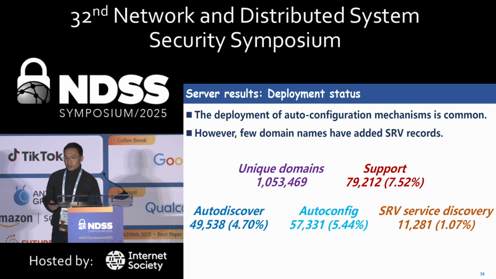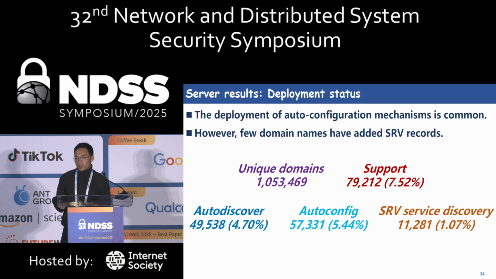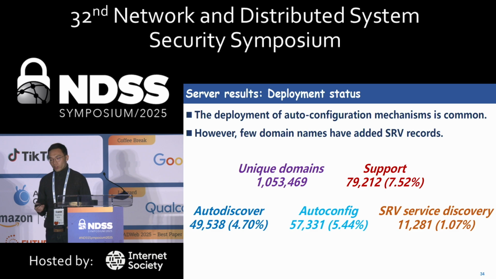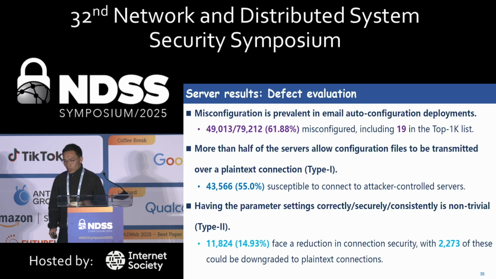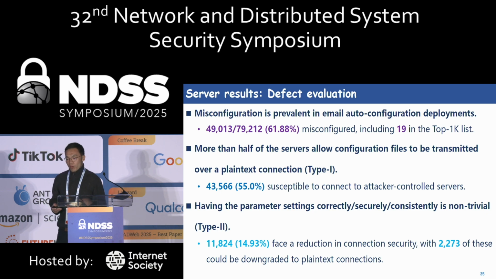For server results, we found that the deployment of auto-configuration mechanisms is common. However, few domains have added SRV records. We can see that about 7% of domains support the auto-configuration. For the defect evaluation results, we found that misconfiguration is prevalent in email auto-configuration deployments. About 61% are misconfigured, including 19 in the top rank 1,000 list.